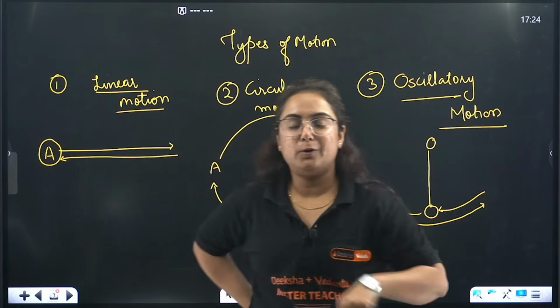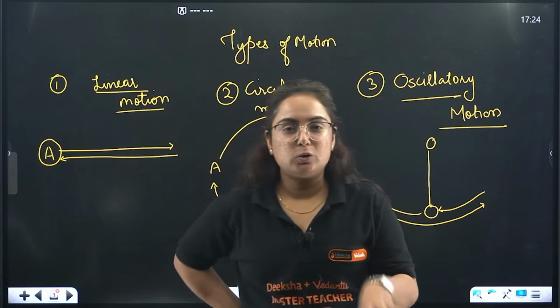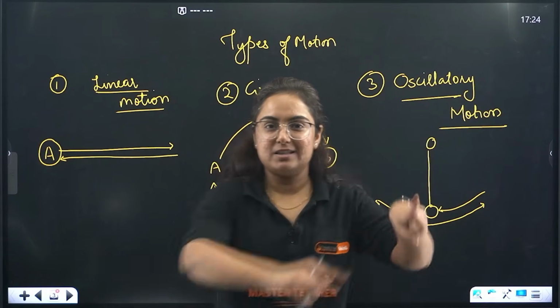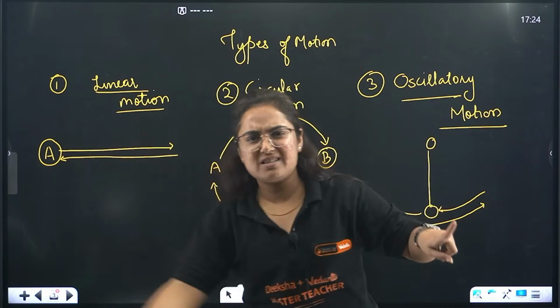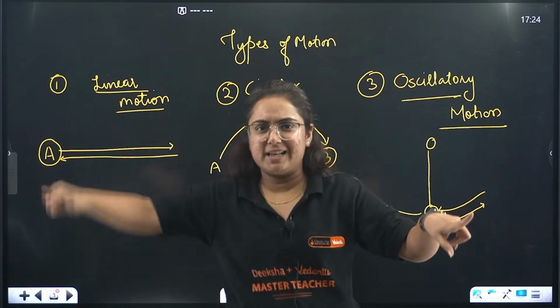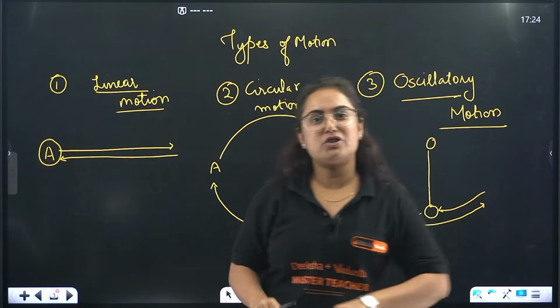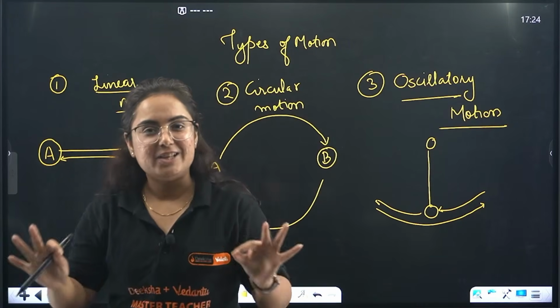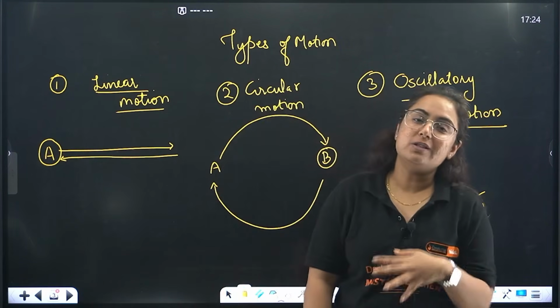Now, you have your friend's birthday tomorrow. You went to your mother saying I need to go to the party. What will your mother say? Ask your father. You went to your father and he says, please ask your mother. Now this cycle goes on and on, and this type of motion is known as oscillatory motion. These are the three types of motion we have to study.